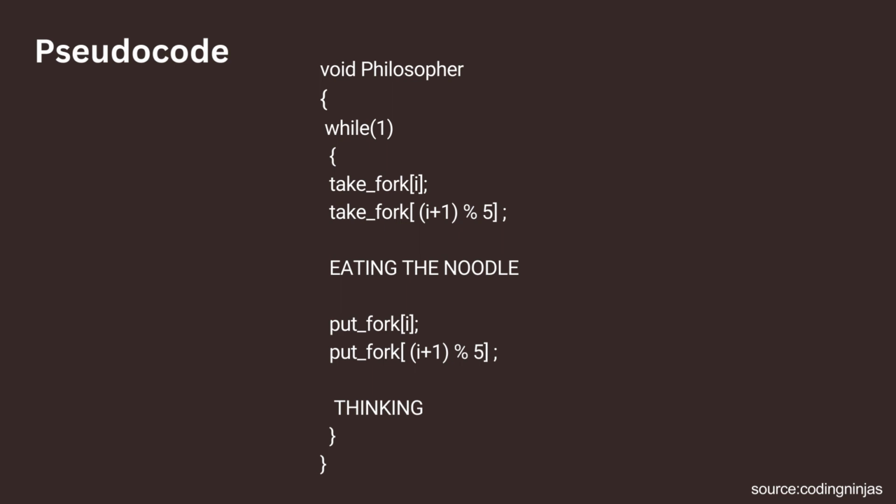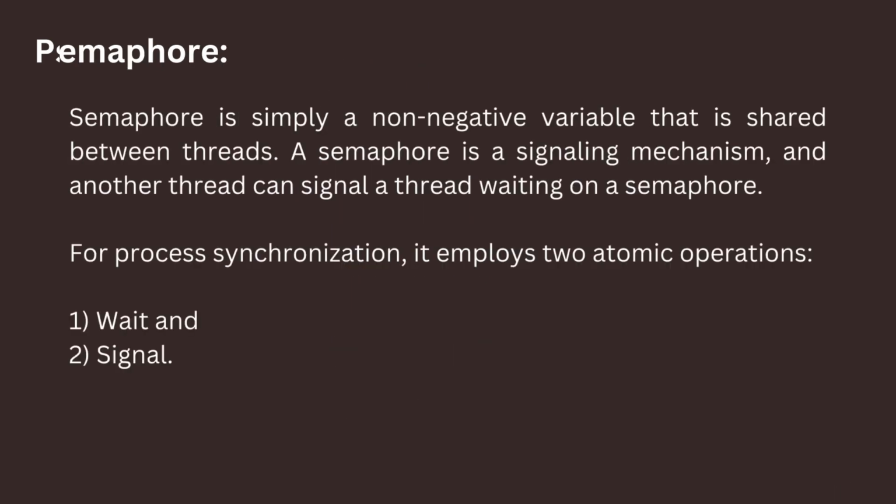But practically fork F1 is not available as it has already been taken by philosopher P0. Hence the above code generates problems and produces race conditions in our problem. To solve this issue, we can use a semaphore. Now let's see what a semaphore is.